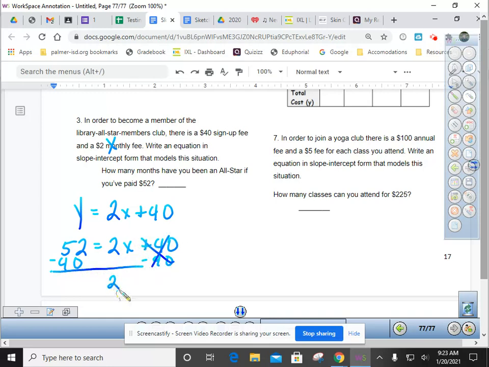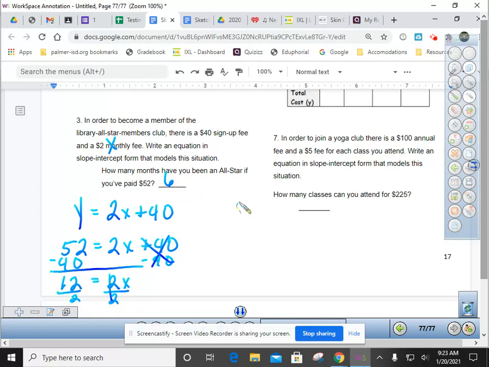And so you're left with 2x equals what? 12. What is your goal? To get x by itself, right? So what are you going to do to do that? Divide both sides by 2. And that's going to give you 6.